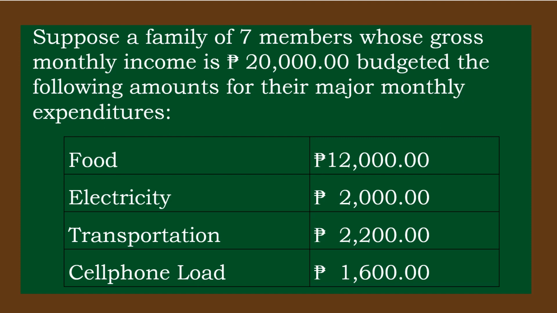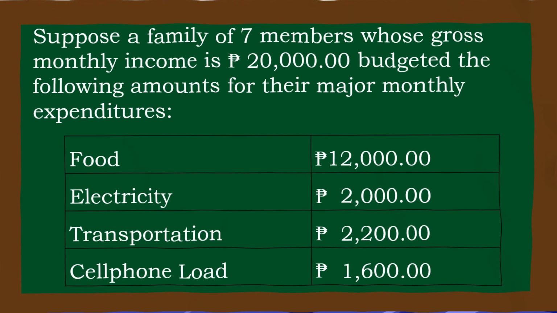Suppose a family of 7 members whose gross monthly income is 20,000 pesos budgeted the following amounts for their major monthly expenditures. Food, 12,000 pesos. Electricity, 2,000 pesos. Transportation, 2,200 pesos. And cell phone load, 1,600 pesos.